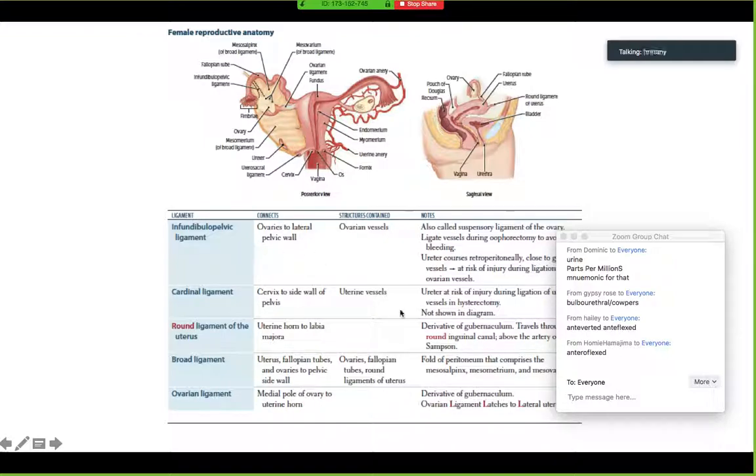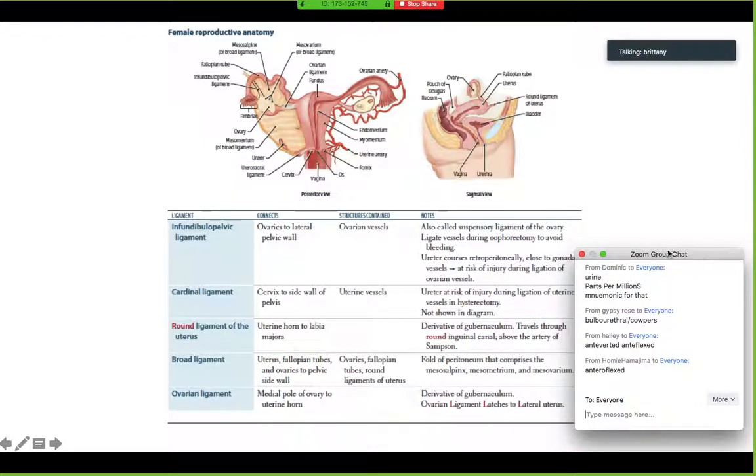Okay, the reason I added this slide is that I noticed that First Aid refers to the suspensory ligament of the ovary as the infundibulopelvic ligament. And I've also seen this in practice questions. So if this comes up on boards, I don't want you to be like, oh, I've never heard that before, because it's just another name for the suspensory ligament.